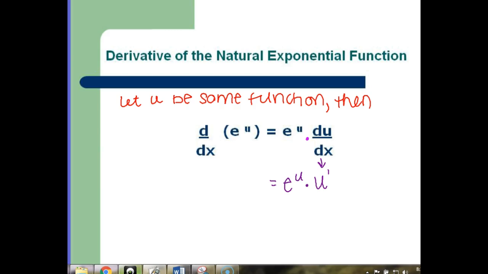All right, so e to the u times du dx. I said it doesn't stay easy forever, but the rule is kind of easy. Let's apply it. We've got x squared times e to the negative x. So this is a two-part problem, right? Because x squared is a function, e to the negative x is a function, therefore we need to use the product rule.